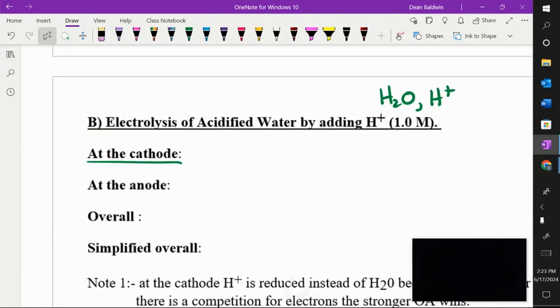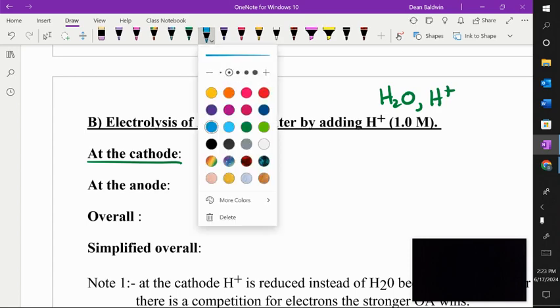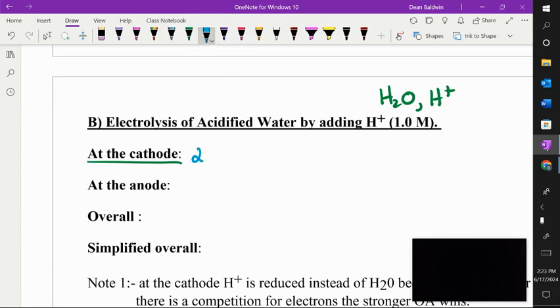So the cathode reaction is two protons plus 2 electrons forms H2 gas. And the E naught of that is 0.